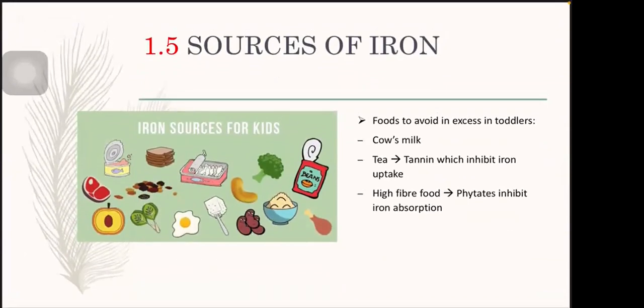Other than that, these are sources of iron that can be used as natural food intake to increase the iron intake, like meat, raisins, beans, peanuts, broccoli, sardines, and also egg. There are foods to avoid in excess in toddlers, such as cow's milk, and tea, which contains tannin, the chemical compound that gives the bitter flavor of the tea and inhibits iron uptake. Also high fiber food, which contains phytates, inhibits and interferes with gut iron absorption.